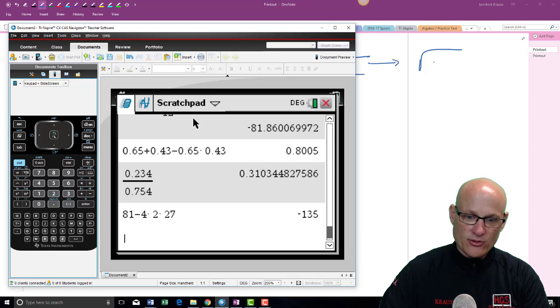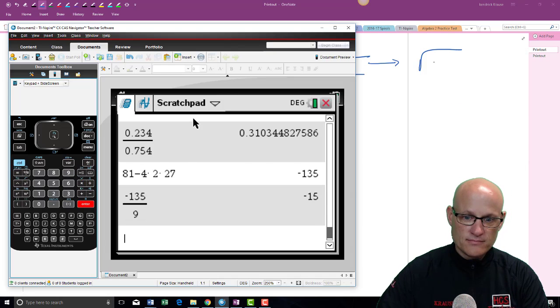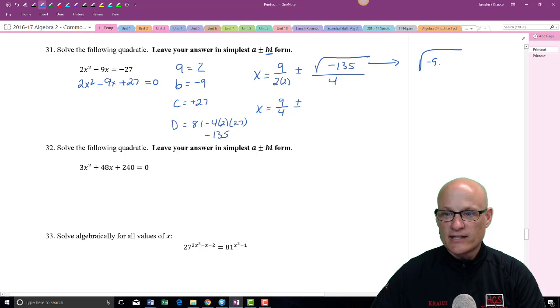I think 9 goes in there. Yep, 9 times 15, so negative 9 times 15. The square root of negative 9 is really 3i. So my answer is 3i square root of 15 over 4.